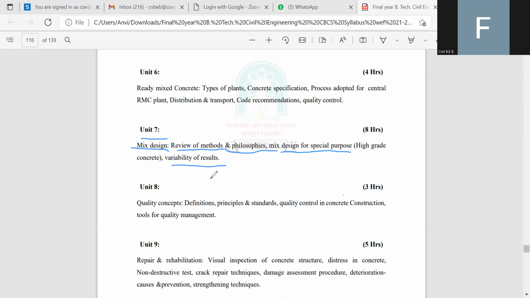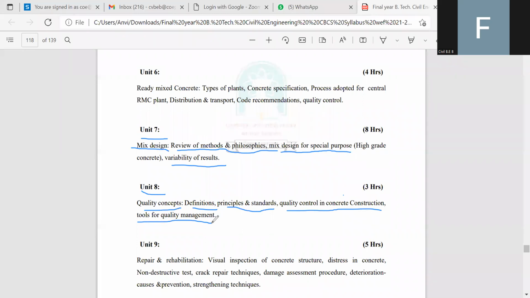These parameters of sand and aggregate are required while mixing any grade of concrete. So unit number 7 is based on mix design. The next unit is unit number 8, which is the quality concept. In this unit, what do we have to learn? Definition, principles and standards, then quality control in concrete construction, tools for quality management. Here we have to see the quality of concrete.